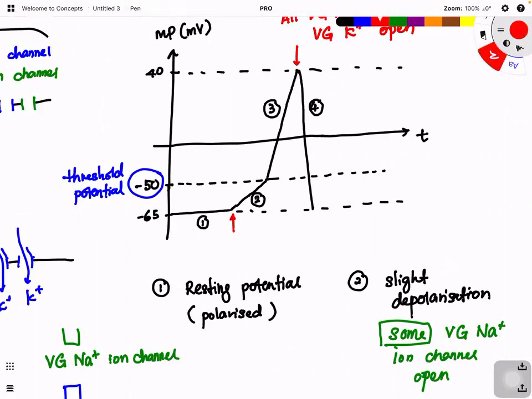At negative 65, the voltage gated potassium ion channels close slowly. It's not immediate, they close slowly. Because they close slowly, some of the potassium ions can still leak out, so you can have a small undershoot. This is phase number 5. Then slowly the sodium potassium pump and also membrane permeability bring this back to resting potential again. So this is considered one complete action potential.